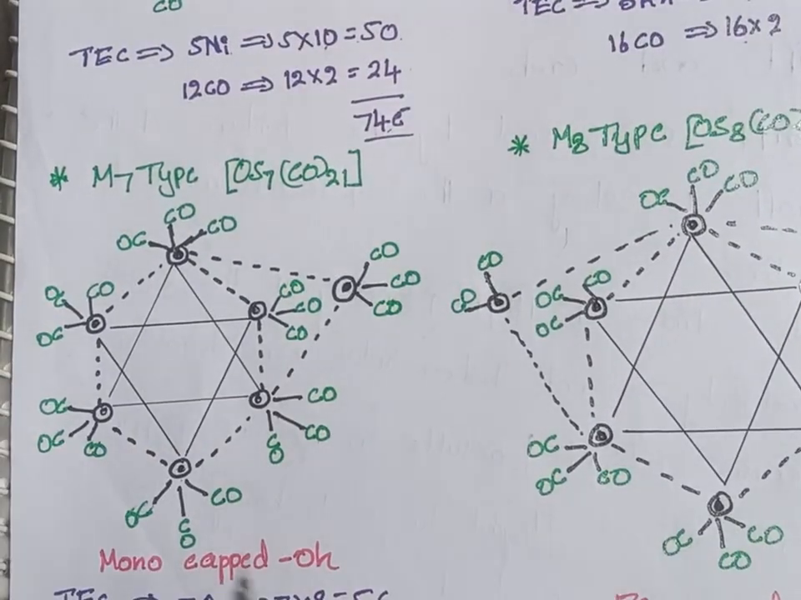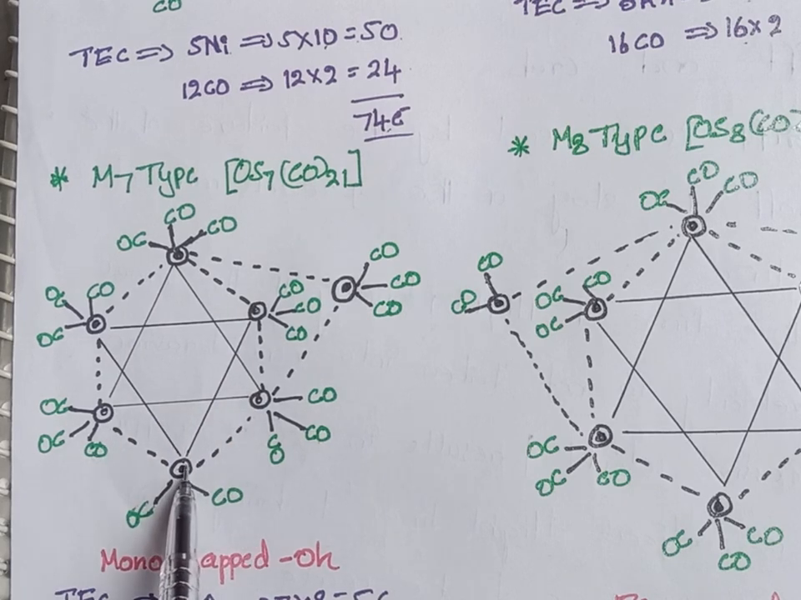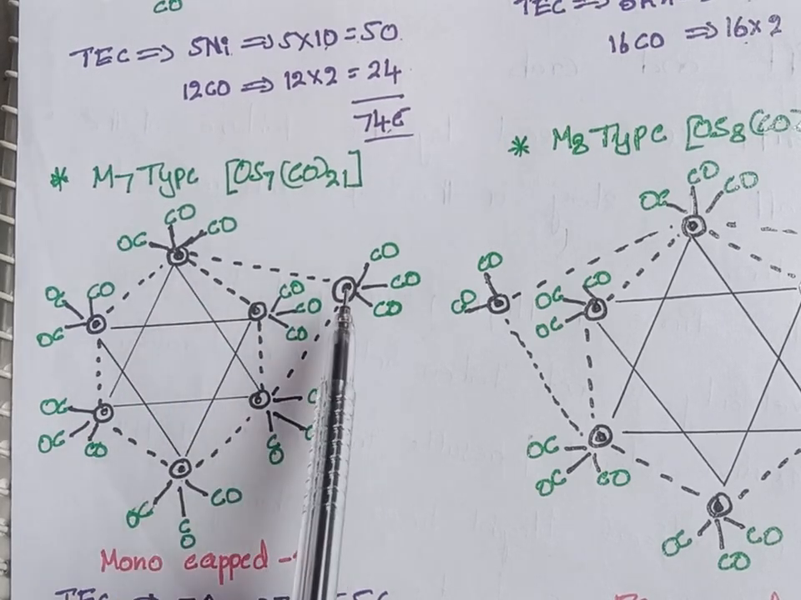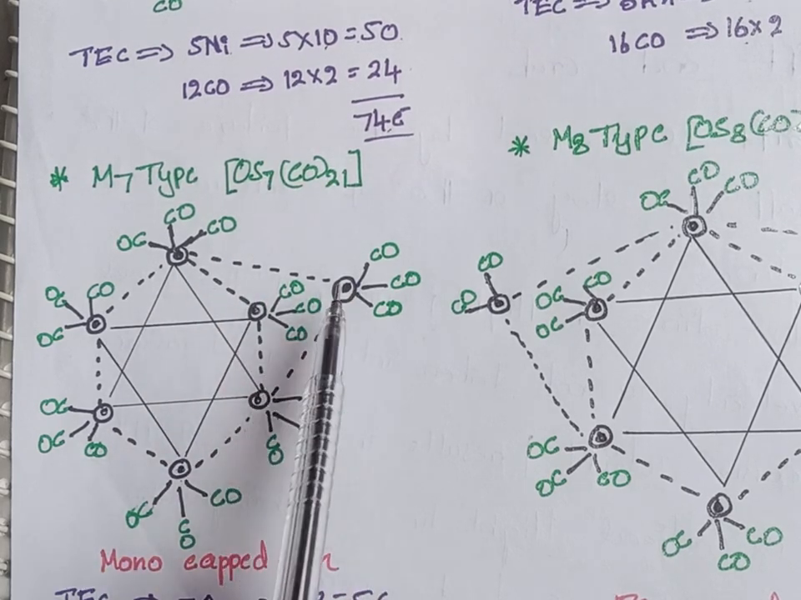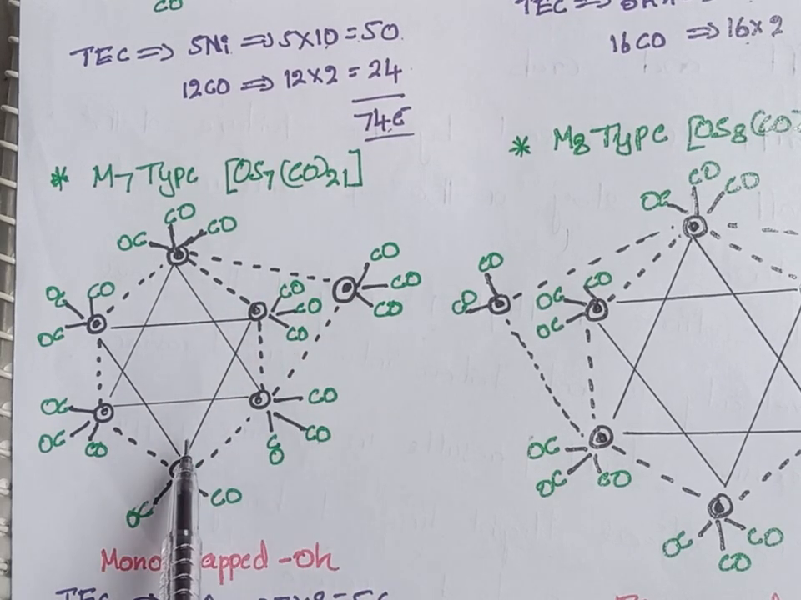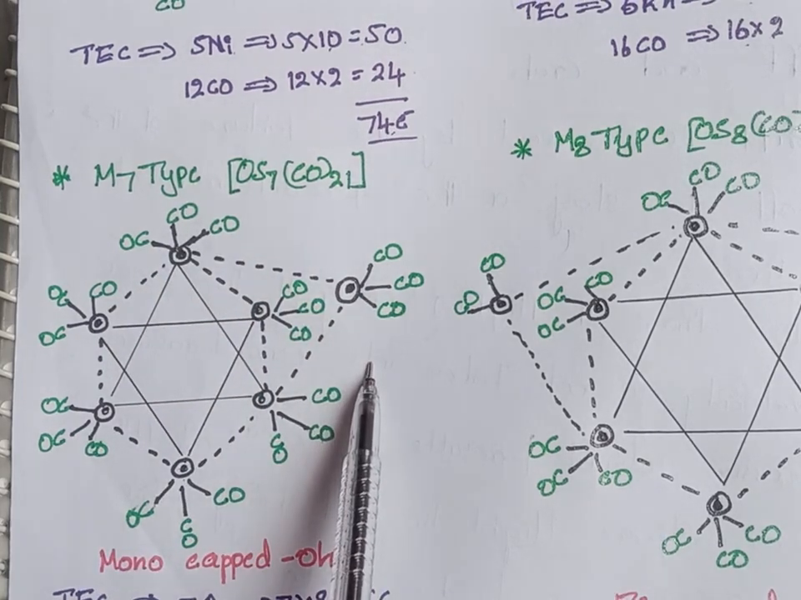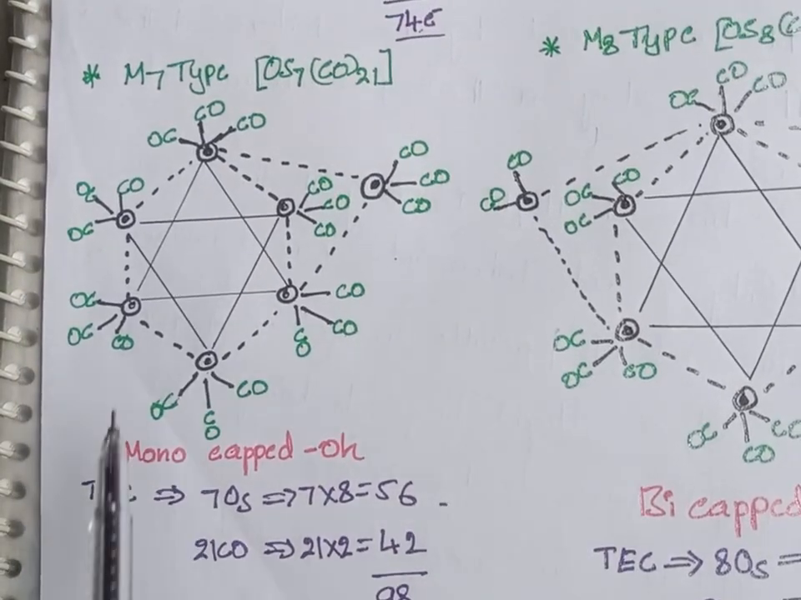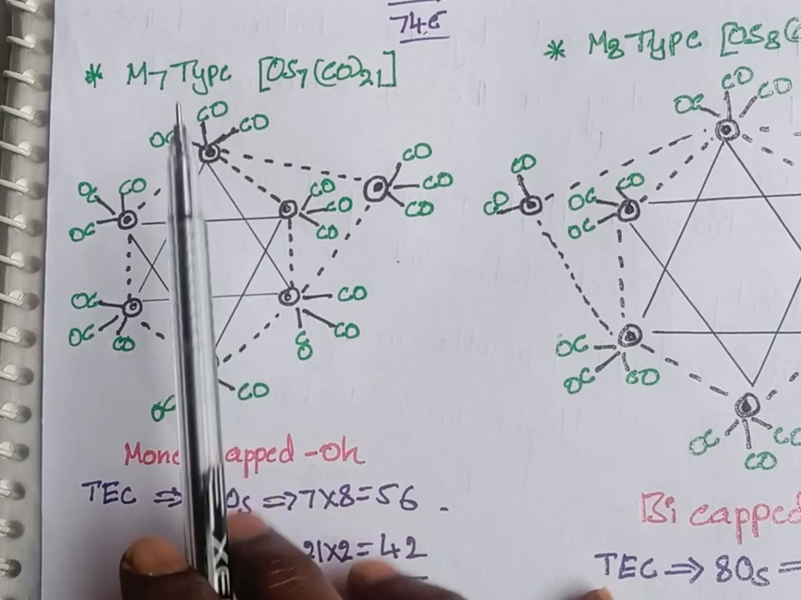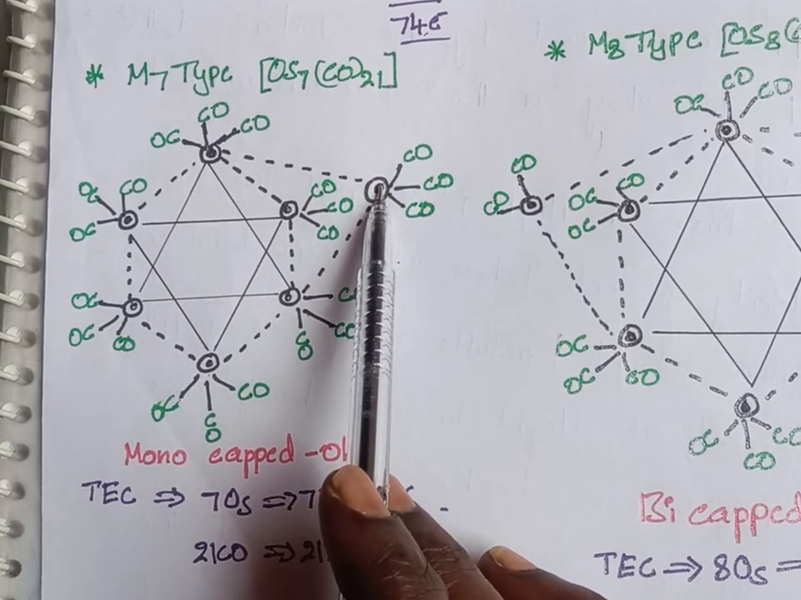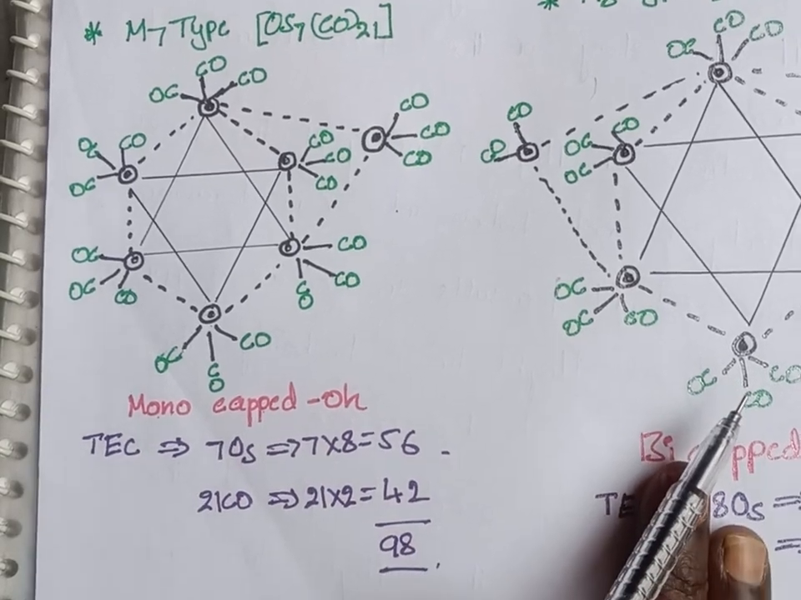If you see M7 type clusters, 6 atoms will be arranged in an octahedral manner and the extra metal atom will be arranged over one of the triangular faces of the octahedron. And each metal atom is linked with 3 terminal carbonyls each. So in this structure the extra metal atom is placed over a triangular face and it looks like a cap. Therefore, it is called a monocapped octahedron.